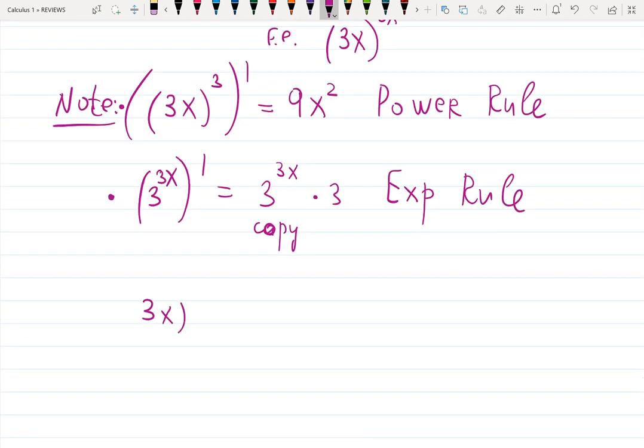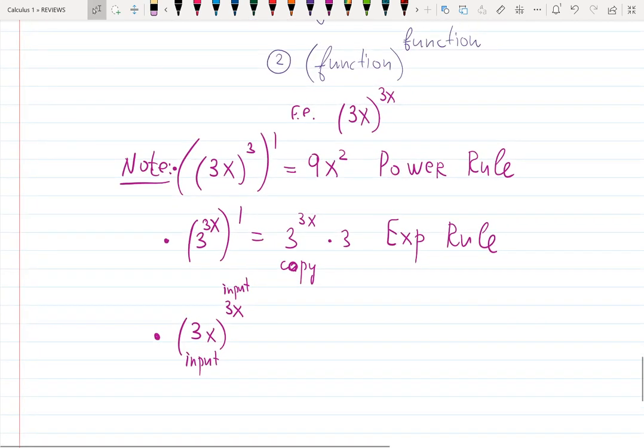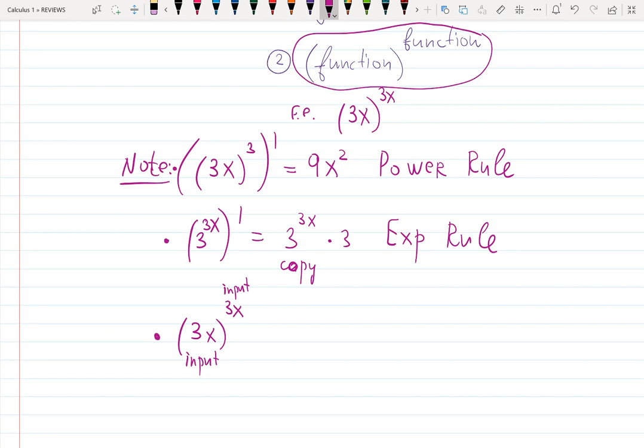But if you have 3x raised to the 3x, that's basically an input, which is some kind of function, raised to an input, which is a function as well. That's what I mean by a function raised to a function. This is neither an exponential nor a power, not a polynomial. The first case was polynomial. It's kind of both or neither. That's why we cannot use the power rule and we cannot use the exponential rule here, because this is not a function we knew before, and there's no special rule to do it fast.